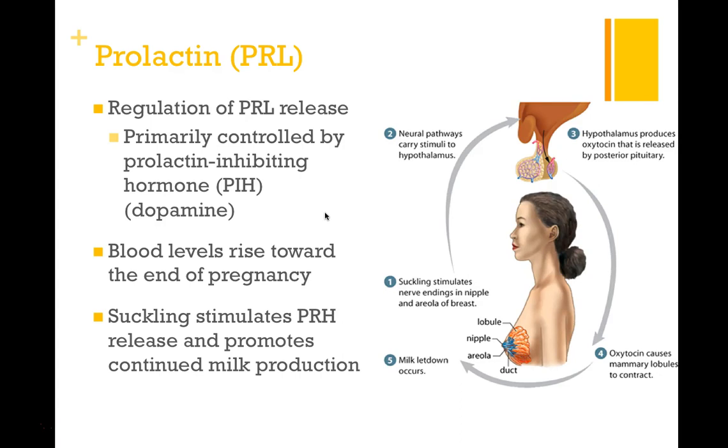Here's a figure that reminds us how oxytocin is at play here too. The infant over at number 1, we obviously don't see the infant in the picture, but they suckle at the breast. That sends information through the sensory nerve endings over to our neural pathways to the hypothalamus. The hypothalamus then is going to produce oxytocin that will be released by the posterior pituitary gland. That goes over to our mammary ducts and lobules. It contracts them and allows the milk to be let down and out through the nipple.